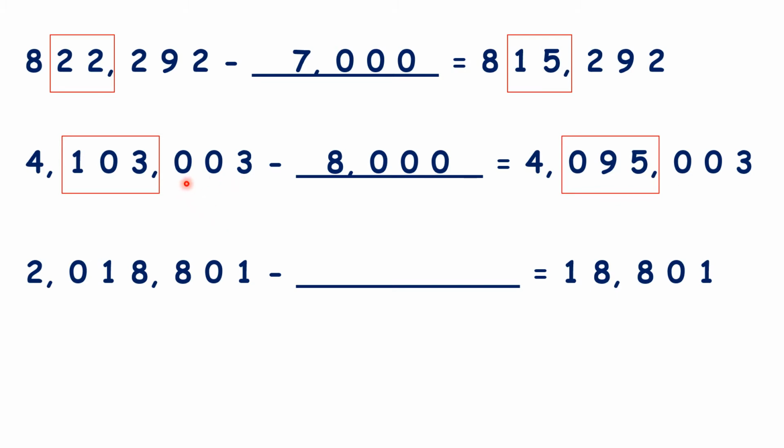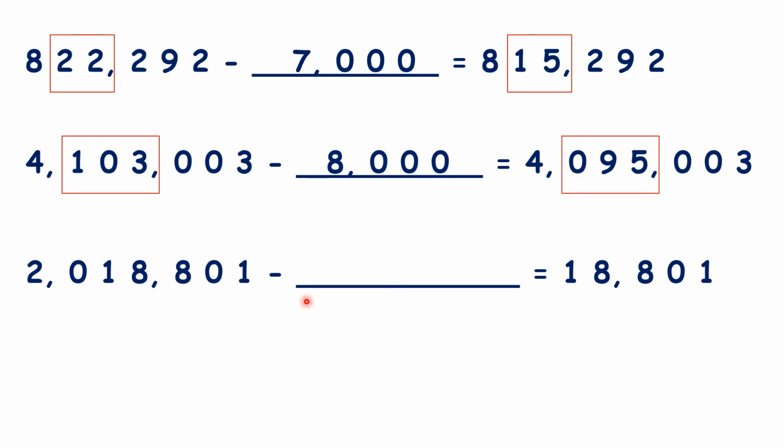Now you might want to pause the video here and do 4,103,003 minus 8,000 as a column subtraction, because that will help you understand why 3 digits have changed and why highlighting the digits that have changed, like we have done here, has helped us to work out the answer mentally.